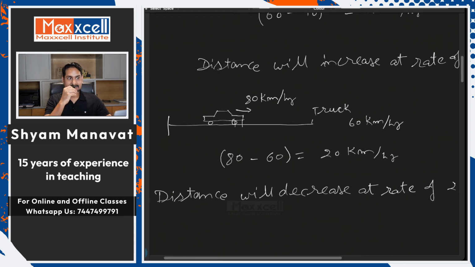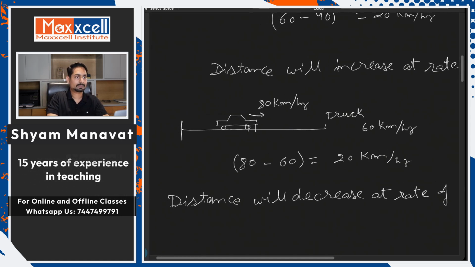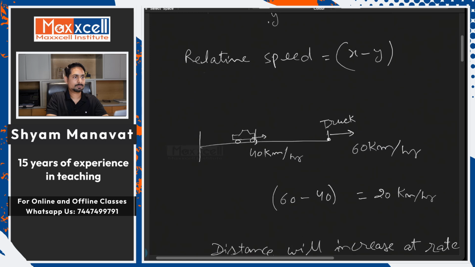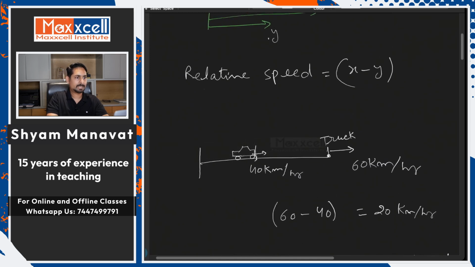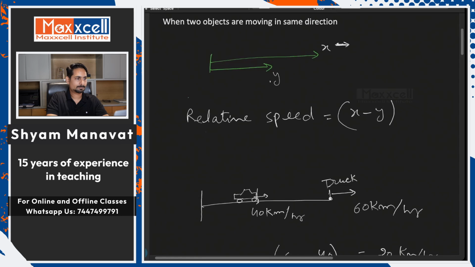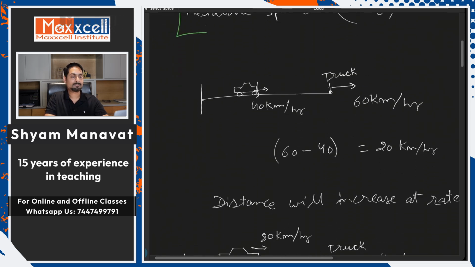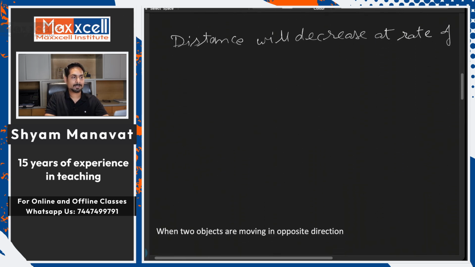Okay, so I hope you're understanding relative speed of one object with respect to another object. Fine. Now what do you have to write, highlight in your notebook? This part. Highlight this part. Draw this diagram. Relative speed, same direction, x minus y. Difference of the speed.